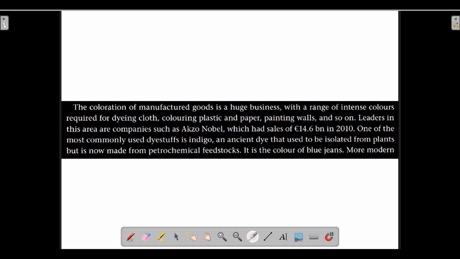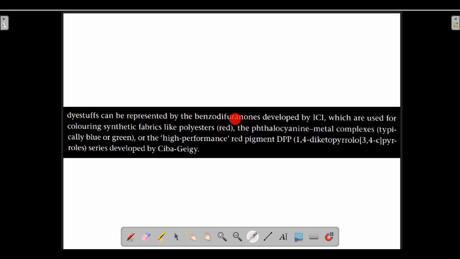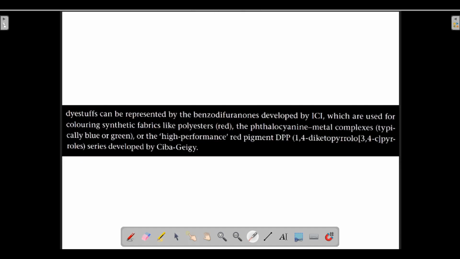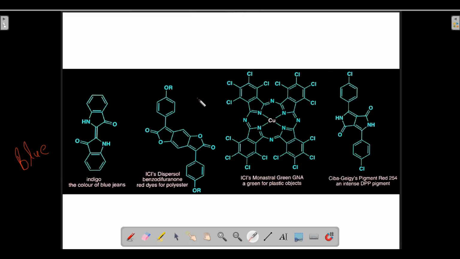More modern dyestuffs can be represented by benzodifuranones developed by ICI. Now what does ICI mean? ICI means Imperial Chemical Industries. So more modern dyestuffs can be represented by benzodifuranones. This is benzodifuranone.